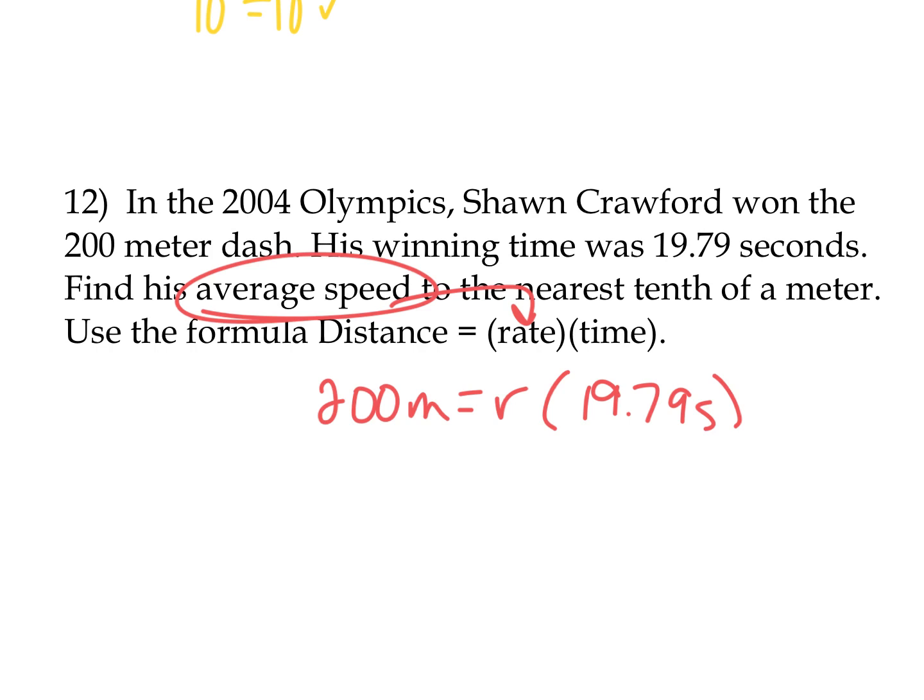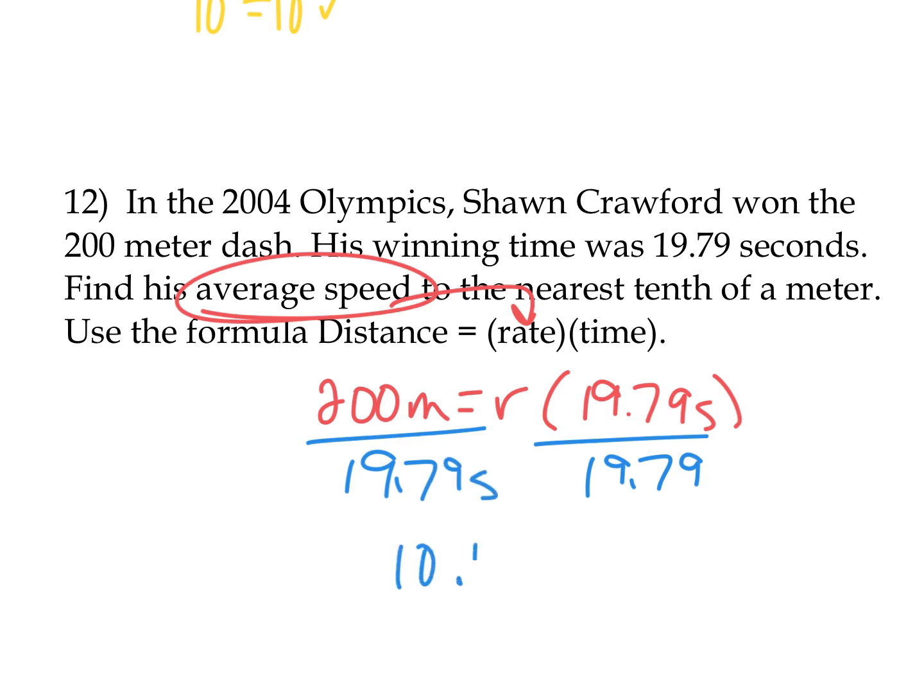So where's my variable? It's on the right side, the R, the rate I'm trying to find. I can divide by 19.79 on both sides. So I divide by 19.79, divide by 19.79. And I have 200 divided by 19.79, which comes out to 10.1 meters per second. That's a rate. 10.1 meters per second, a speed, like miles per hour, right?